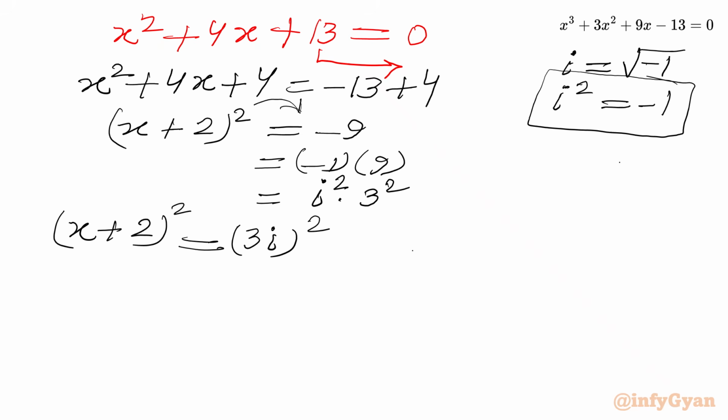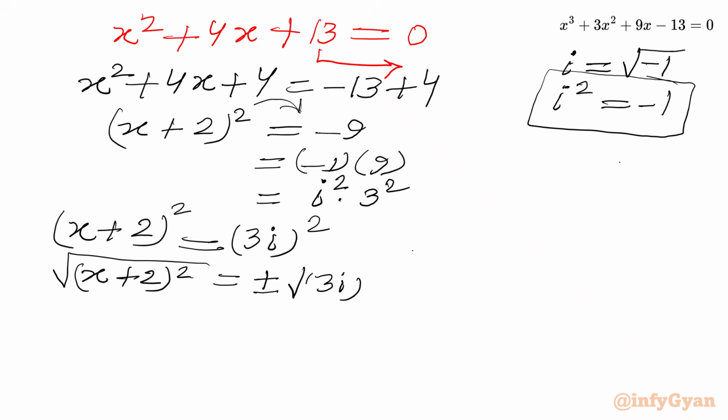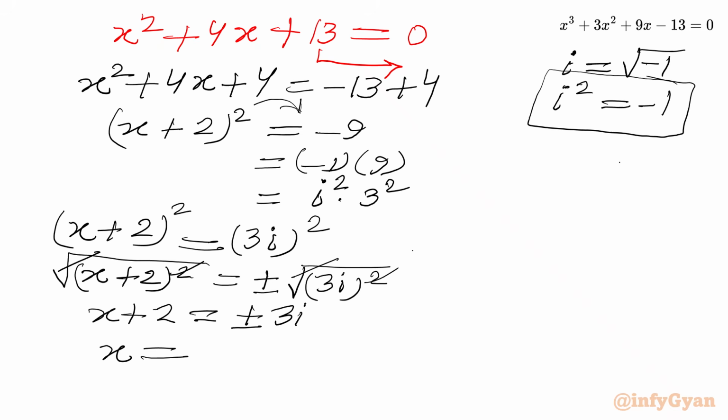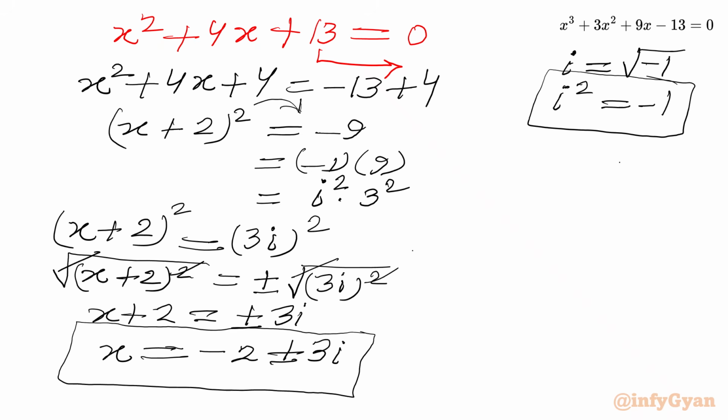Now we will take square root on both sides. So square root of x plus 2 whole square equal to plus minus square root of 3i whole square. We will cancel square root with square from both sides, and we will get x plus 2 equal to plus minus 3i. By subtracting 2 from both sides, we are going to get the remaining 2 roots, which are complex: minus 2 plus minus 3i. So we have one real solution and 2 complex or imaginary roots.